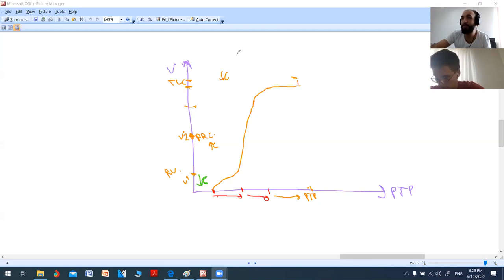And this compliance is the inverse of the elastance, or the resistance. And the resistance is given by two things. What? Elastic fibers, right? And surface tension. Let's talk about the elastic fibers.